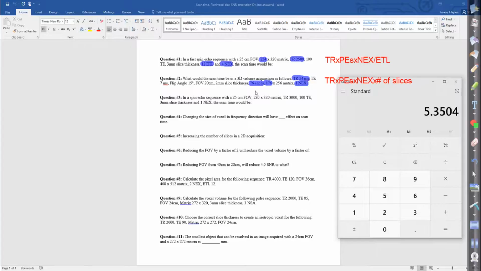So, 5 minutes, but now we have to convert this 0.35 back to seconds. So let's clear this. So it's 0.35 times 60, 21 seconds. 5 minutes and 21 seconds is the answer for number 2.